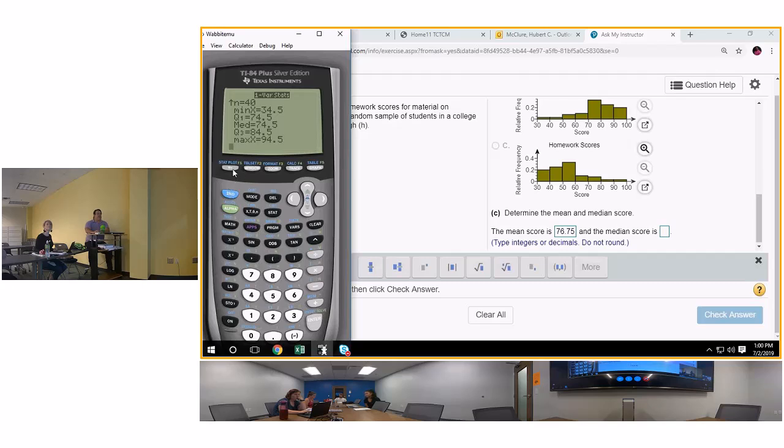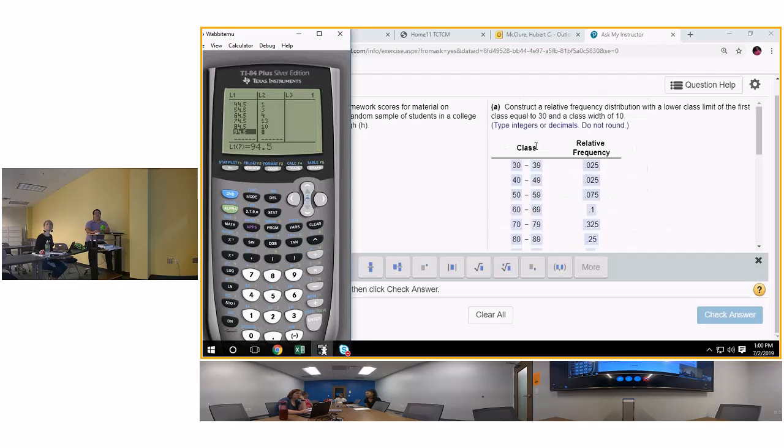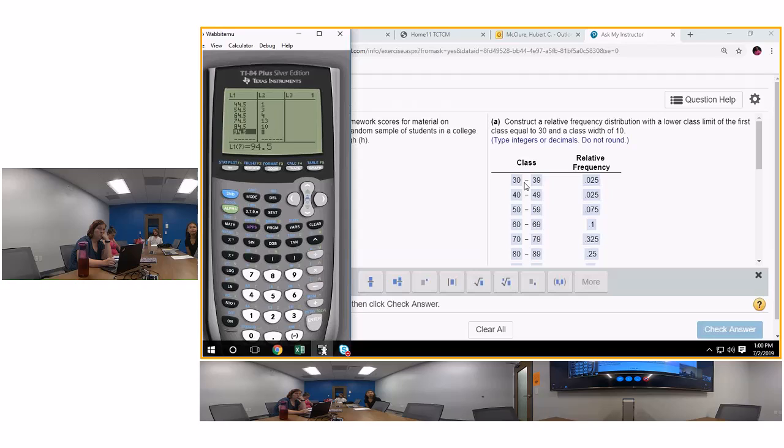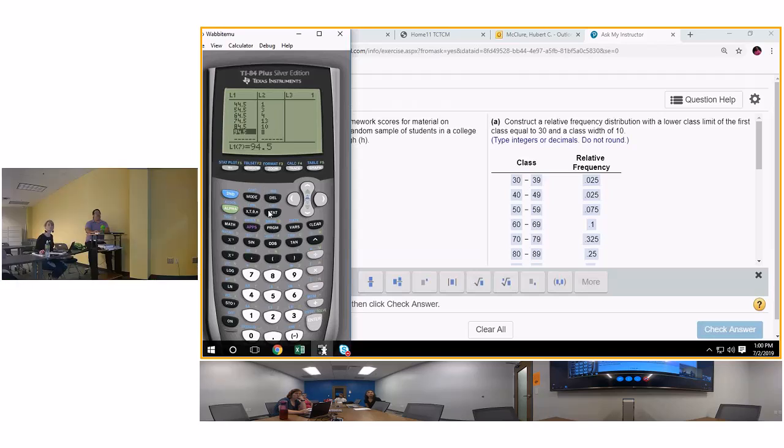Let's see. Stat, edit. Check and see if that's the same numbers. 13, 10, and 8. Is it? Yeah. Okay, so hit stat. I thought the numbers may be different. Calculate, first variable stat, L1 and L2, that's normal. And of course, there's the median, 74.5.